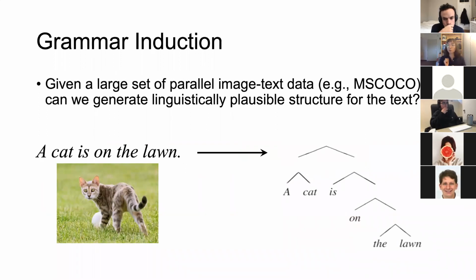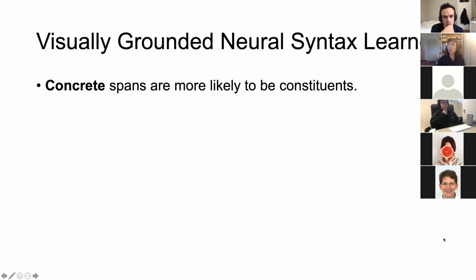I want to mention to people who are familiar with this field that, although in general the standard constituency parse trees are not necessarily binary, for simplicity here we just focus on binary constituency parse trees. To tackle this problem, which is to generate linguistically plausible trees from parallel image and text data, we propose the following framework called visually grounded neuro-syntax learner, which is based on the hypothesis that concrete spans are more likely to be constituents. I will first give you a very brief look at the whole model.